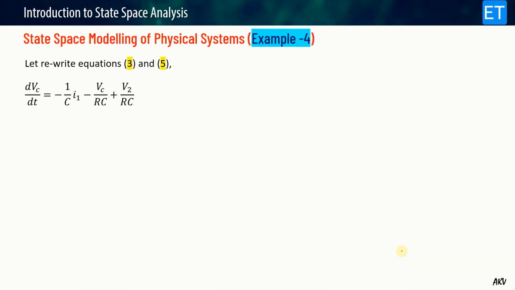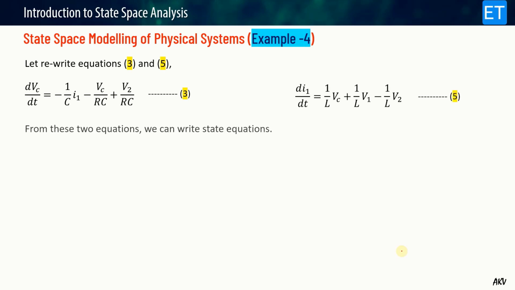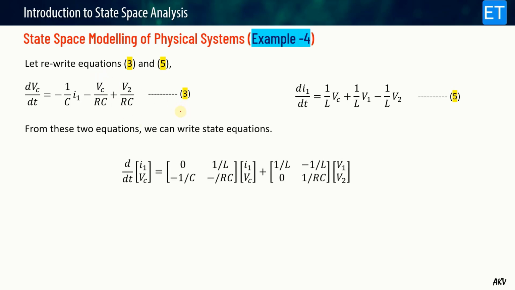So from equations 3 and 5, again let me rewrite them. From these equations, I can write the state equations like this. From equation 3, I can write this second line: d by dt of Vc equals minus 1 upon C I1, minus 1 upon RC Vc, plus 1 upon RC V2. And from the fifth equation, I can write d by dt of I1 equals 1 upon L Vc. So Vc is this, so this is 1 upon L Vc. No term of I1, so it is 0.